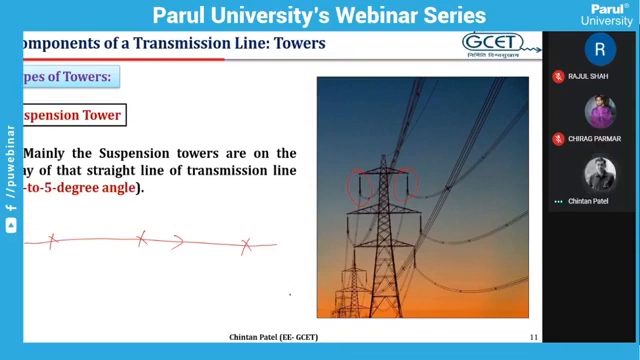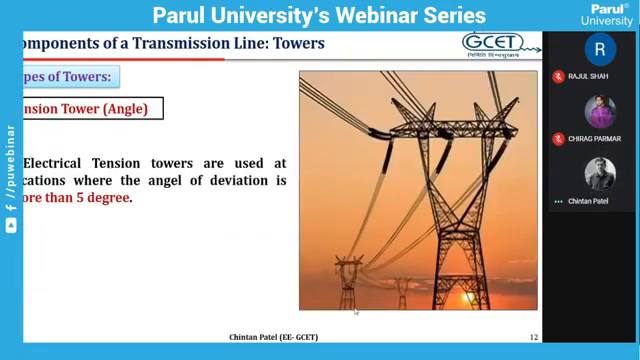But every time it is not possible that transmission line is traveling or running straight. Sometimes it is required to divert the transmission line due to any reason. For example, transmission line is coming from this point to this point, and after this point, it is diverting. So here it is making some angle, let's say theta. If this theta angle is greater than 5 degree, then suspension towers are not used. So for that, the towers used are called either tension tower or angle tower.